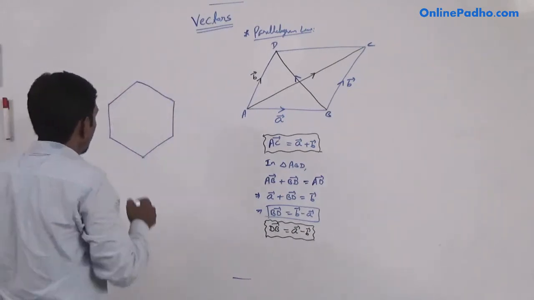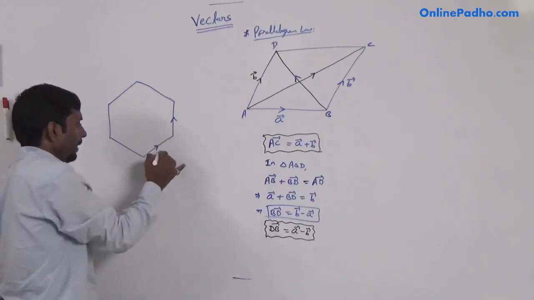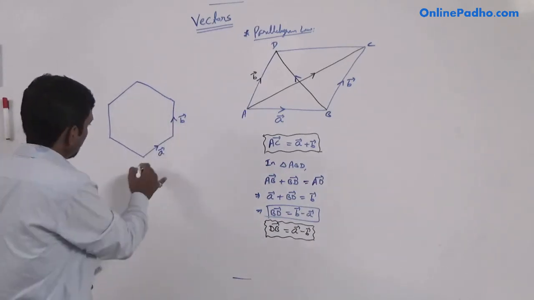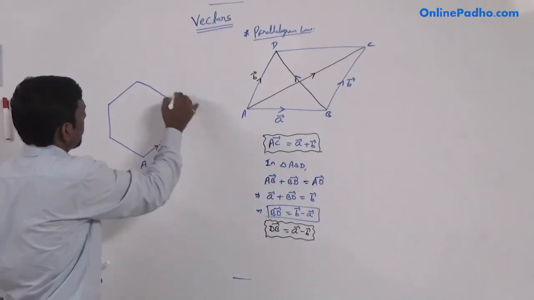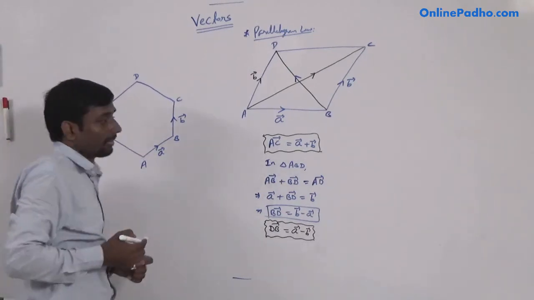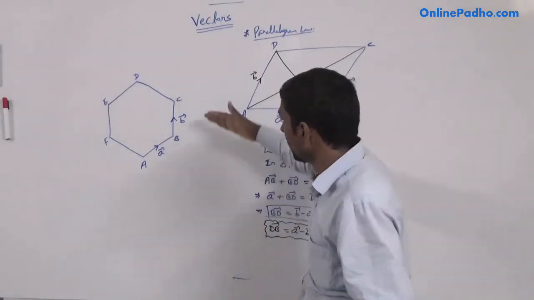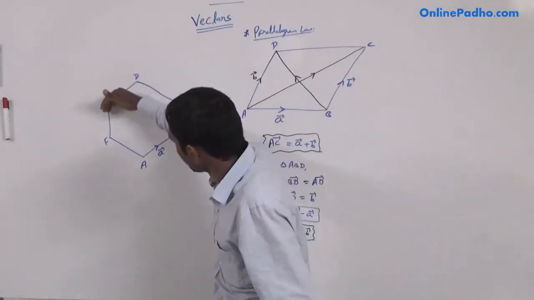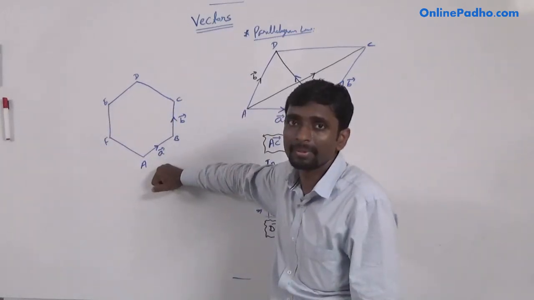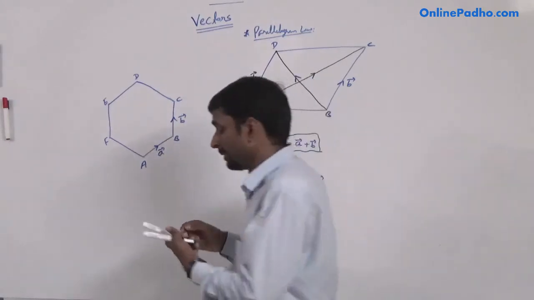Let us see, this is a regular hexagon in which two adjacent vectors are given, A vector and B vector. Can you represent each side with A vector and B vector? Can you relate each remaining side, CD vector, DE vector, EF vector and FA vector, with A vector and B vector? How can we represent this?